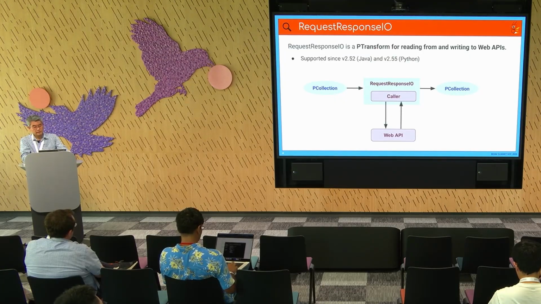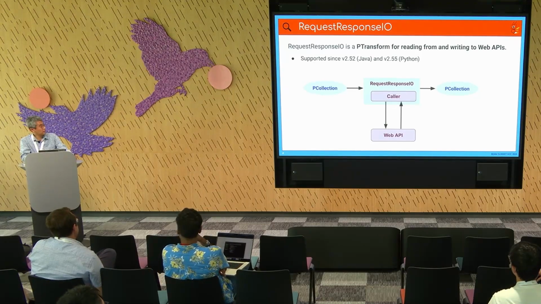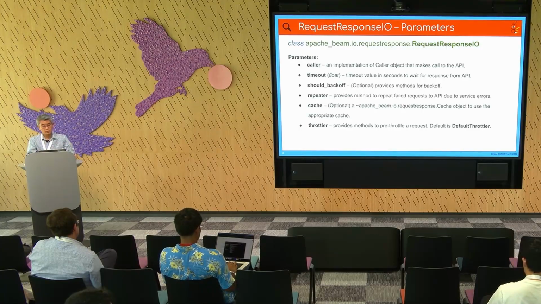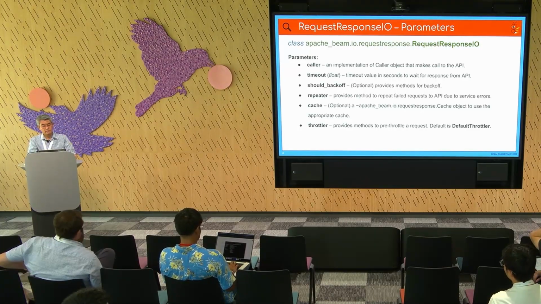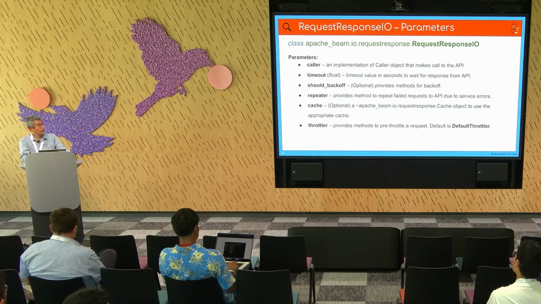We need to implement a caller that encapsulates the API call logic in order to call an external web API. And RequestResponseIO comes with parameter support for things Beam doesn't provide, like timeouts, backoff, retries, and even throttler. But we still need to write a custom caller class specific to the web API, and then use those parameters.